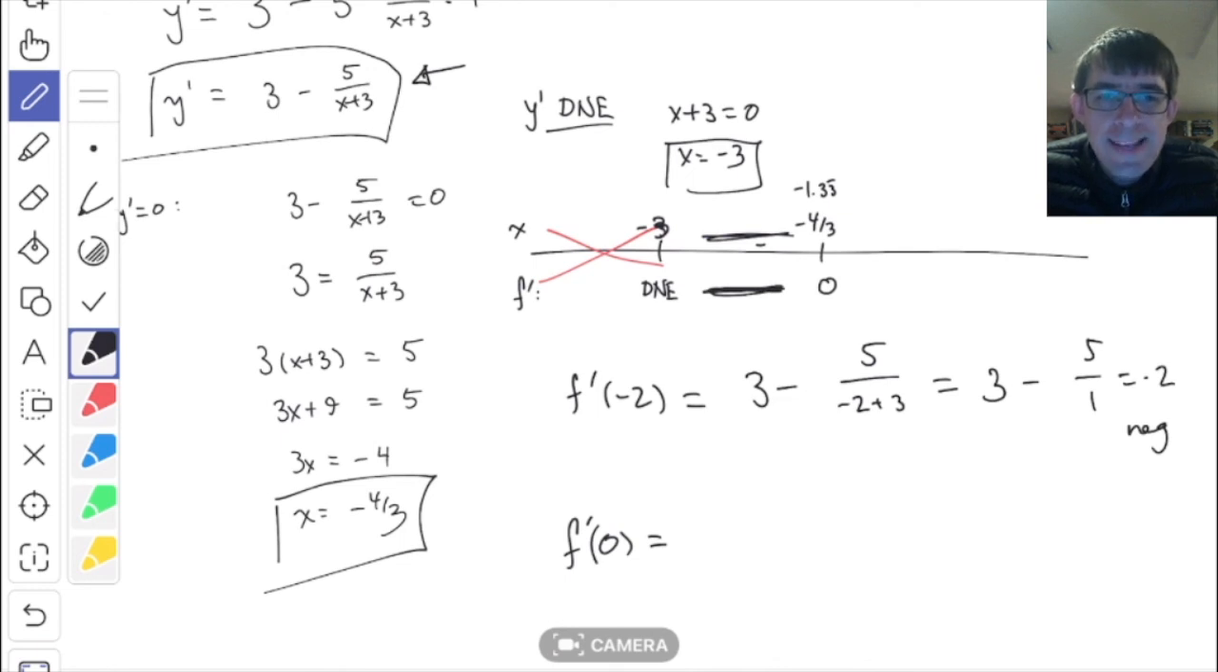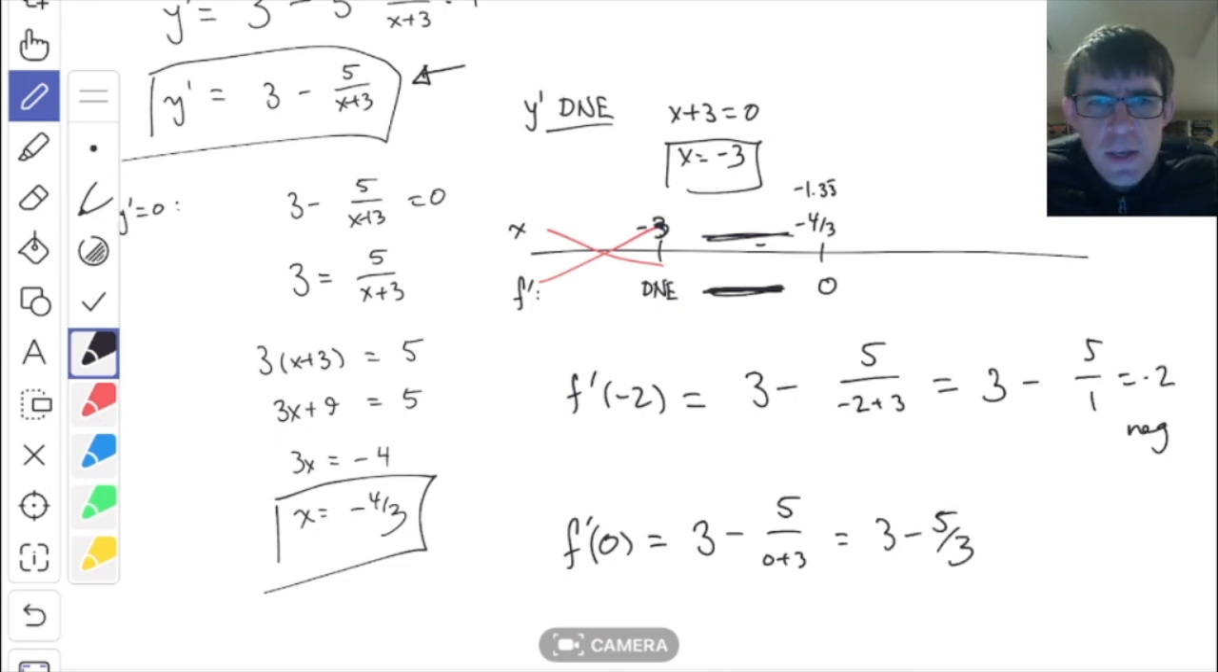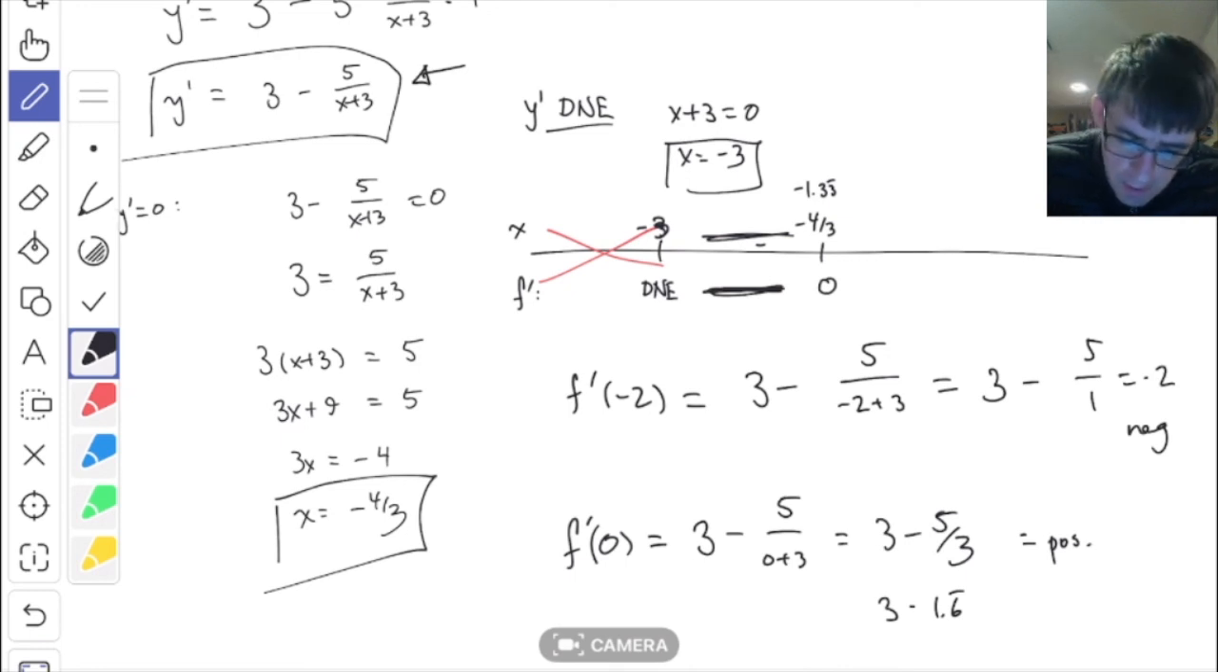All right. And then I plug in 0. I think this is going to go fine with the numbers. I get 3 minus 5 over 0 plus 3. This is 3 minus 5/3. What is 5/3? That's like 1.6 repeating, isn't it? It's 1 2/3. This is positive, right? This is 3 minus 1.6 repeating, which is still positive. If you're doing this on the homework, you can use your calculator for steps like that. It's a little tricky. Anyway, positive over here.